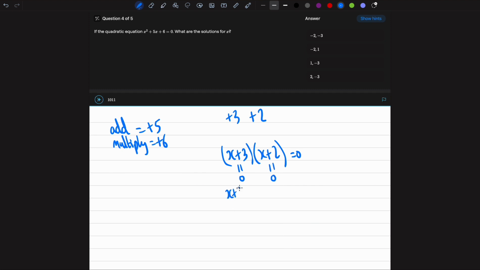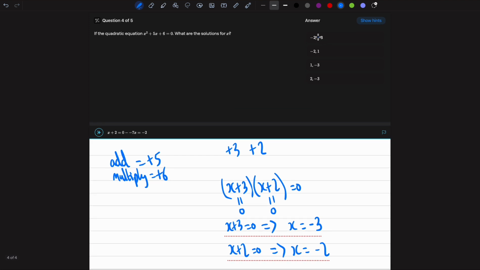So if x plus 3 is equal to 0, well, then we can just rearrange and bring it to the other side. Then we have x is equal to negative 3. And if you have x plus 2 is equal to 0, then we rearrange again, and we have x is equal to negative 2. Let's just bring the 2 to the other side. So our options are negative 3 and negative 2. And you can see that's the right answer. Let's submit it. And it's correct.